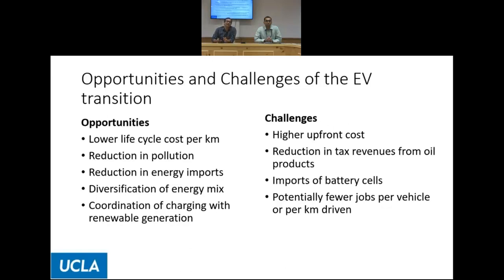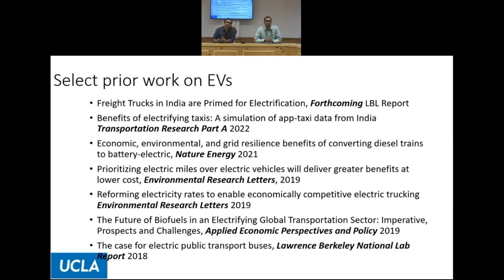So I want to put forward some prior work. I want to be very careful here that this is all in interdisciplinary outlets. My work tries to bring together engineering, economic, environmental, and sustainability perspectives. So a lot of this is in general interest journals like Environmental Research Letters, Nature Energy, Transportation Research. And we have done some work looking at cars, trains, converting diesel trains to electric trains, battery electric trains, not the catenary wire trains, which is a slightly different topic, and so on.